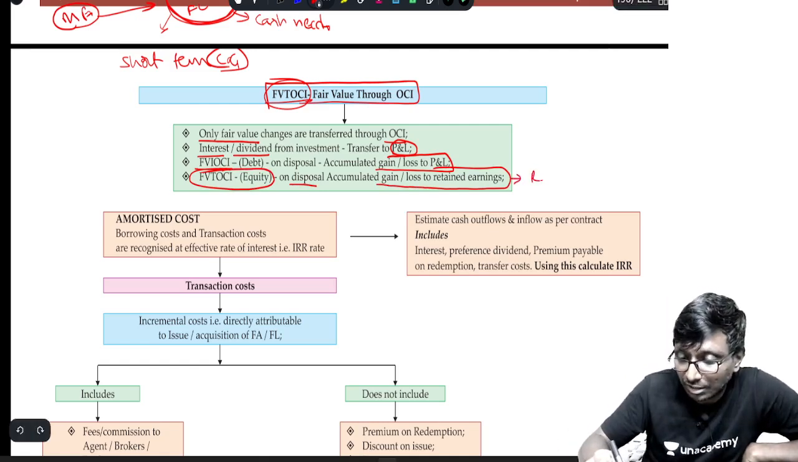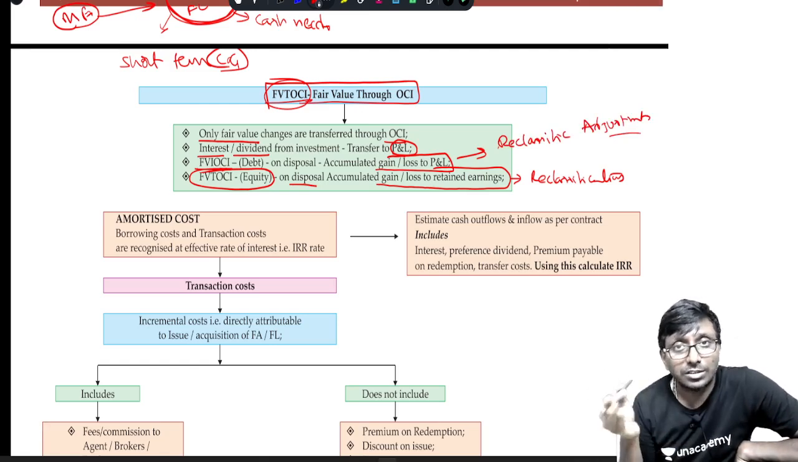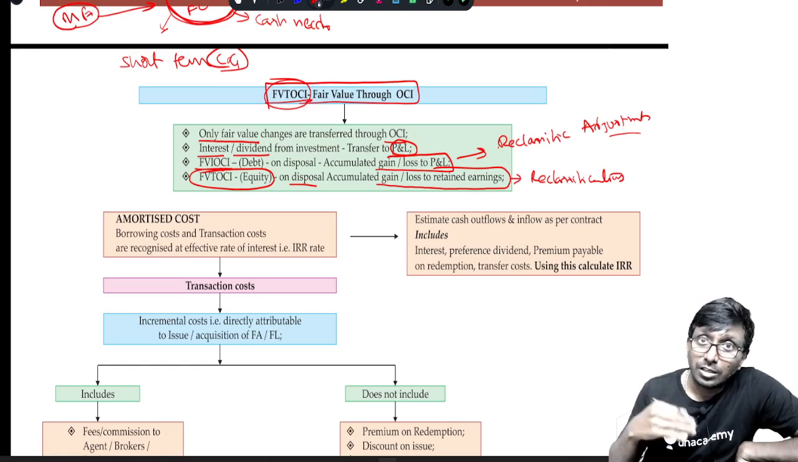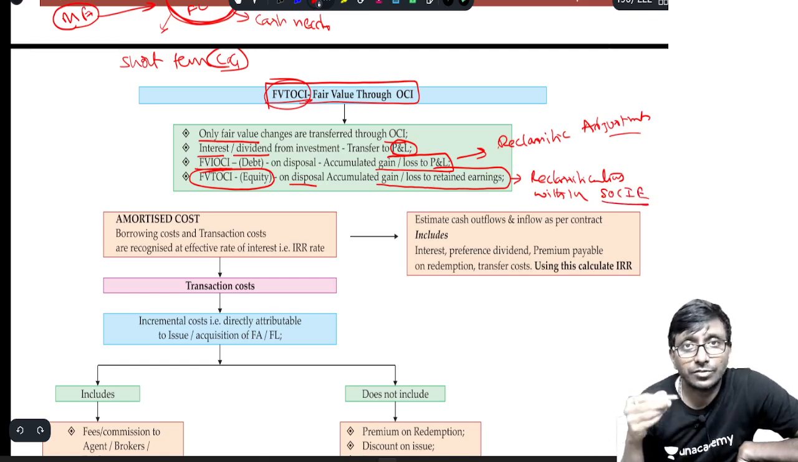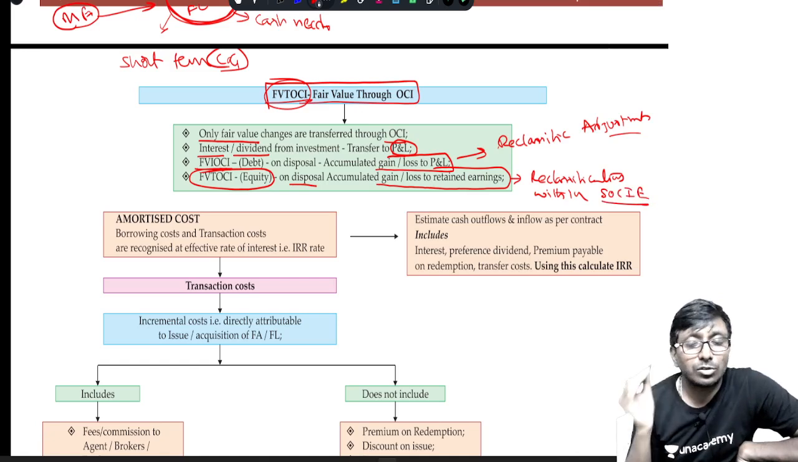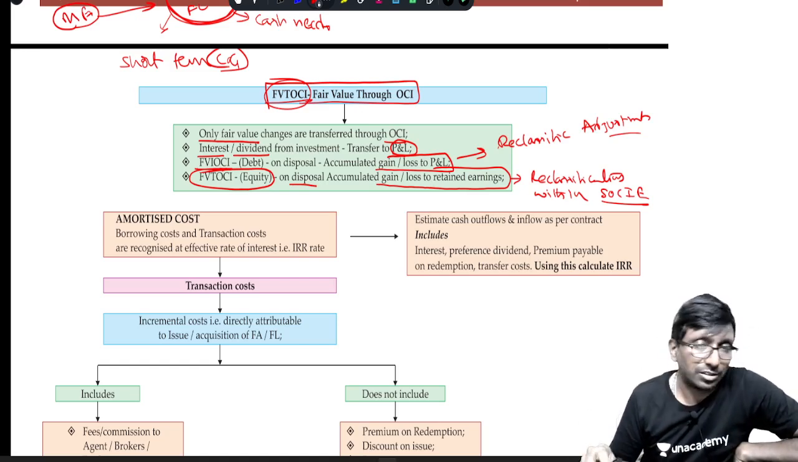This is called reclassification. Routing it to profit and loss is called reclassification adjustment. Understand? Within the SOCIE, the statement of changes in equity, it is a movement from one reserve to another reserve shifting. If it is shifting from one reserve to another reserve, then we call it reclassification. It is not reclassification adjustment.